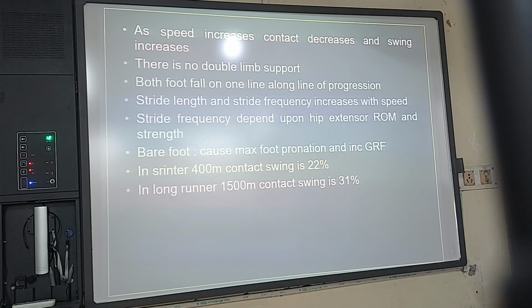Now what happens basically when we run? As speed increases, contact decreases and swing increases. It is as simple as that. There is no double limb support. Both feet fall on one line, along the line of progression. When we are running, we run on one line of progression.